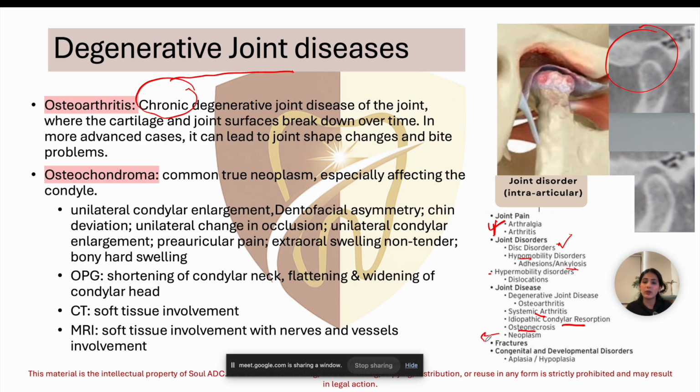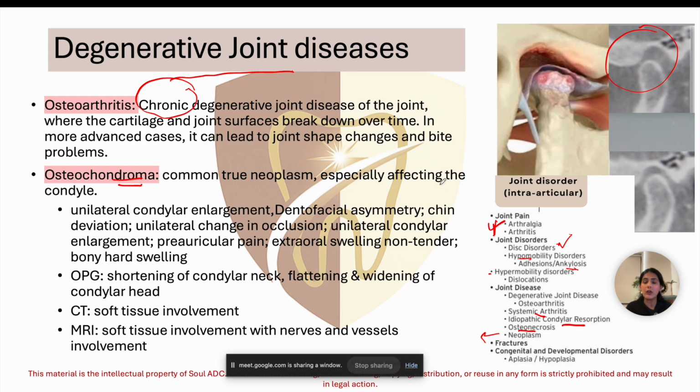And when I talk about neoplasm, we are talking about tumors. There could be neoplasms which could be benign or malignant in nature. There are 10 types of benign tumors seen in the TMJ area. The most common is your osteochondroma. Your osteochondroma is called a true neoplasm. Now, what does true neoplasm mean? True here means it is replicating, multiplying, growing quickly, and all the signs of neoplasm are seen.